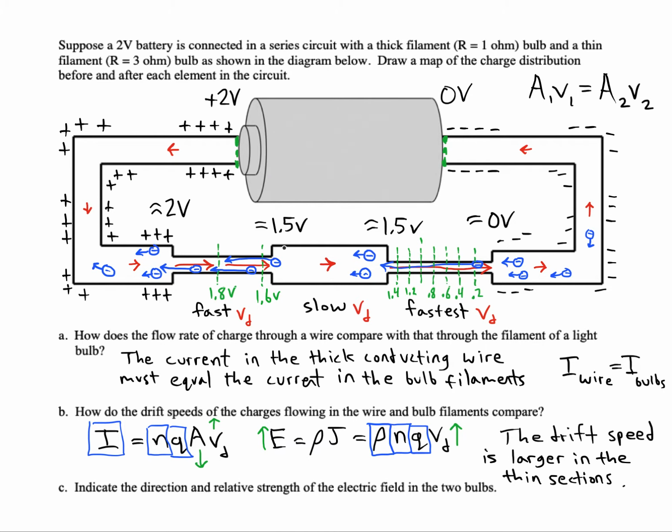Now let's do the math on this to reveal how I knew that the delta V of the thick bulb would be 0.5 volts and the delta V of the thin bulb would be 1.5 volts. We want to draw our circuit using a circuit diagram.